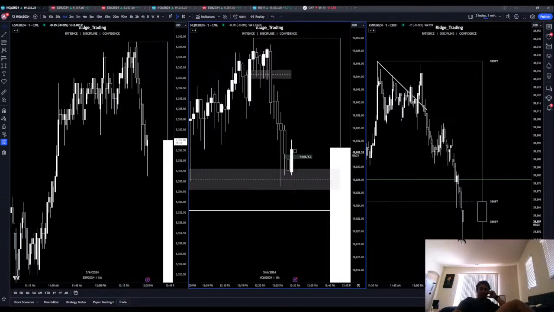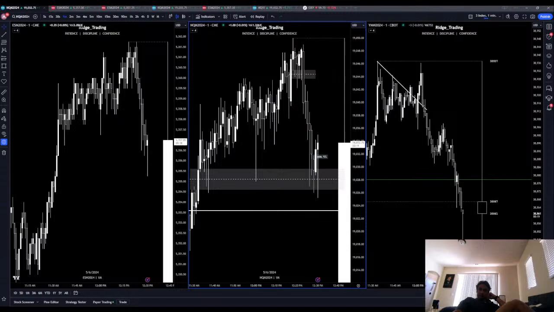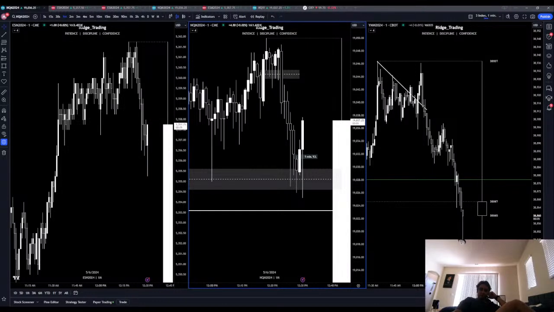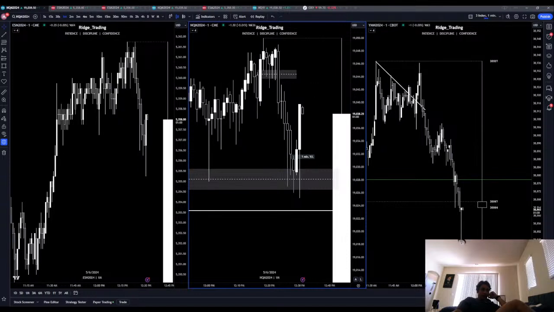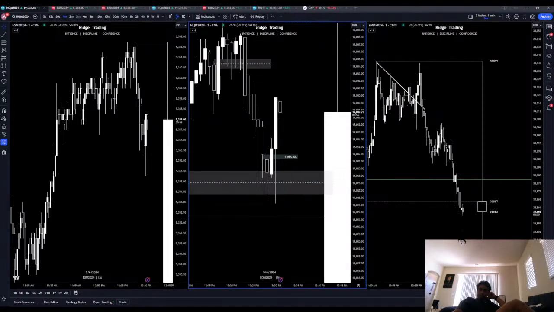Just some really ugly price action, guys. It's insane. Just wick after wick after wick. Yeah, we're going all the way back up, guys. For sure. Okay, not for sure, but it's pretty strong here.